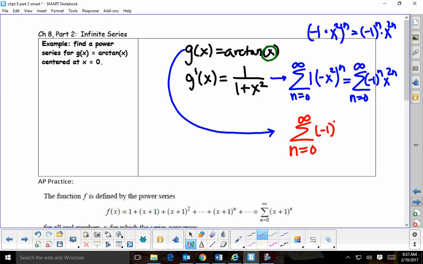Coefficient goes along for the ride. Woo! And take the antiderivative of x to the 2n, which would be x to the 2n plus 1 over 2n plus 1. Good. Good job.